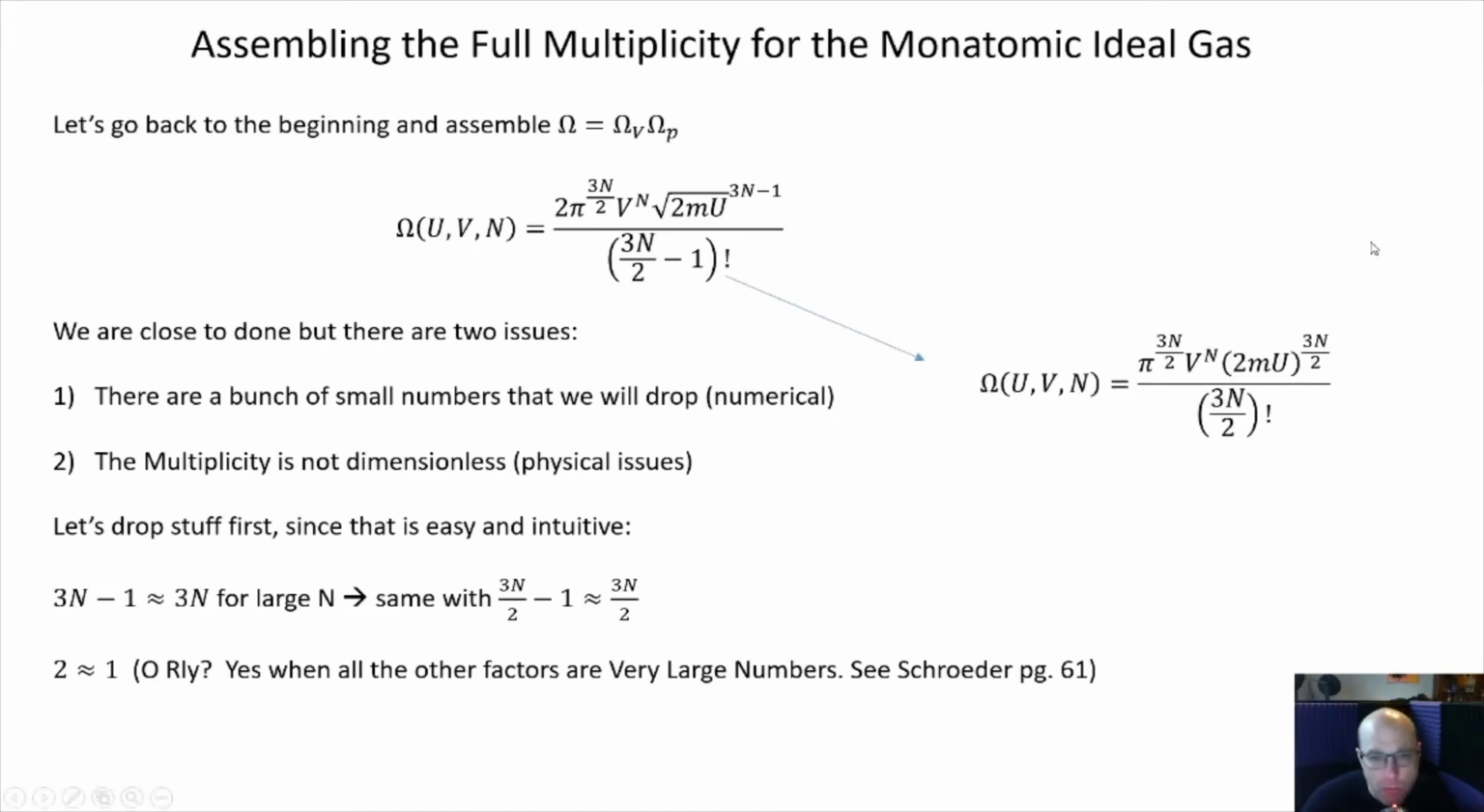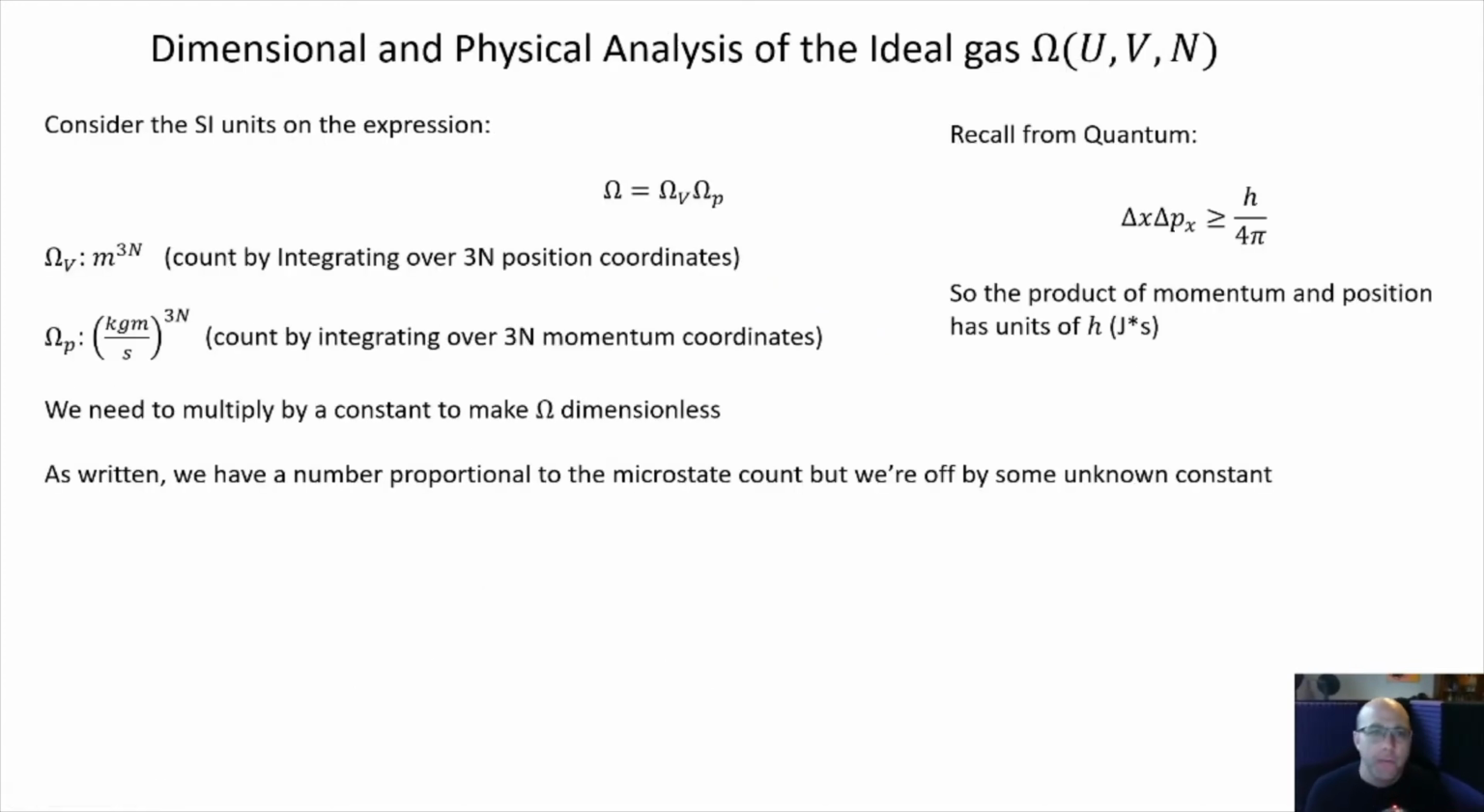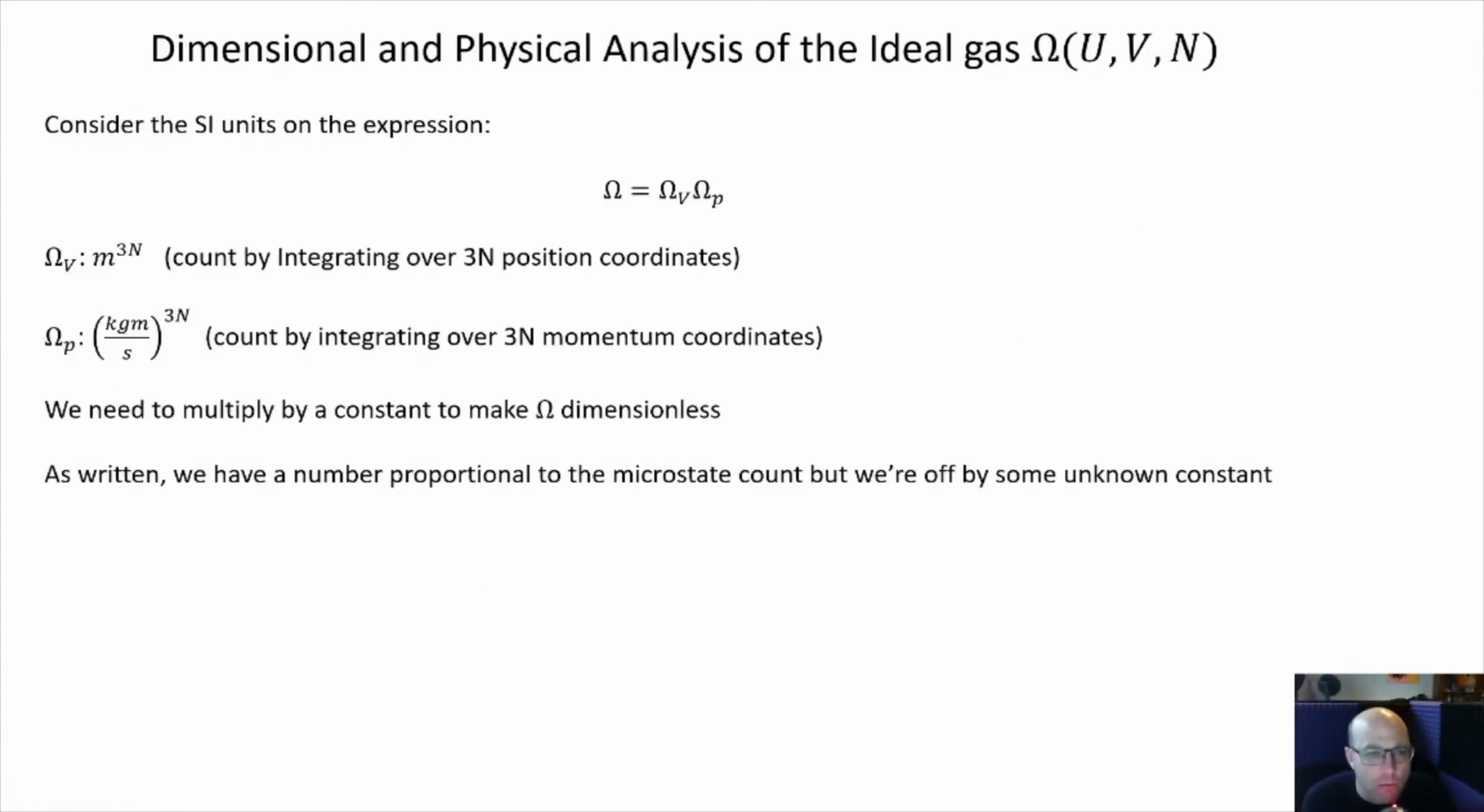And so the expression we get by dropping all that is pi to 3n over 2, blah, blah, blah. Drop everything. But it's still not right. So this is not the final expression. Well, so now let's deal with the dimensions. So if we've got SI units on these quantities, right, our omega v factor would be meters to the 3n power. Right, we integrated over 3n position coordinates to get that volume for each atom.